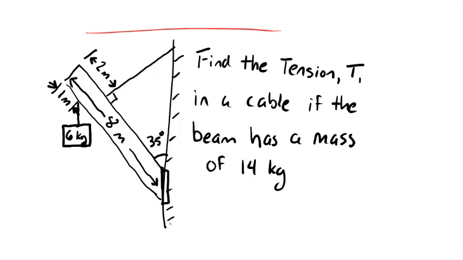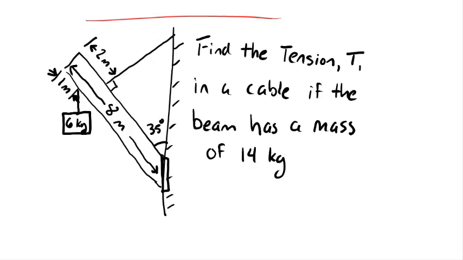It makes an angle of 35 degrees with the wall. The beam is 8 meters long. It's 14 kilograms, and it has a cable that makes a 90 degree angle to the actual beam, and it's attached to the wall. That's attached 2 meters from the far end, and there is a 6 kilogram mass suspended from that beam 1 meter from the far end. So what we are looking for is the tension in this cable over here.